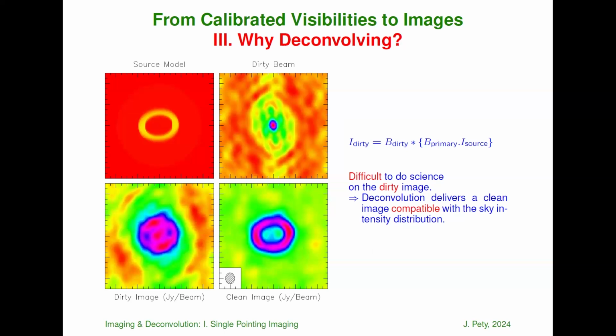And fortunately, there exists a class of algorithms called deconvolution, whose goal is to deliver a clean image that is compatible with the sky intensity distribution. And here I'm doing the deconvolution of this image, and I obtain this image. So now we recognize that we have a ring, so it's much closer to the source model. It's not exactly the source model because there are some limits. First, you have a given limited resolution, and second, you have noise. Okay? So the goal of deconvolution is to make an image that is much closer and compatible to the sky true intensity.